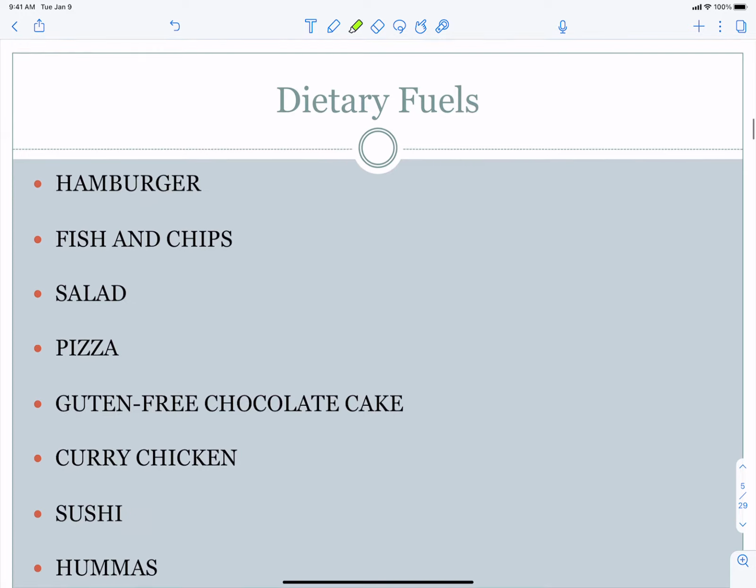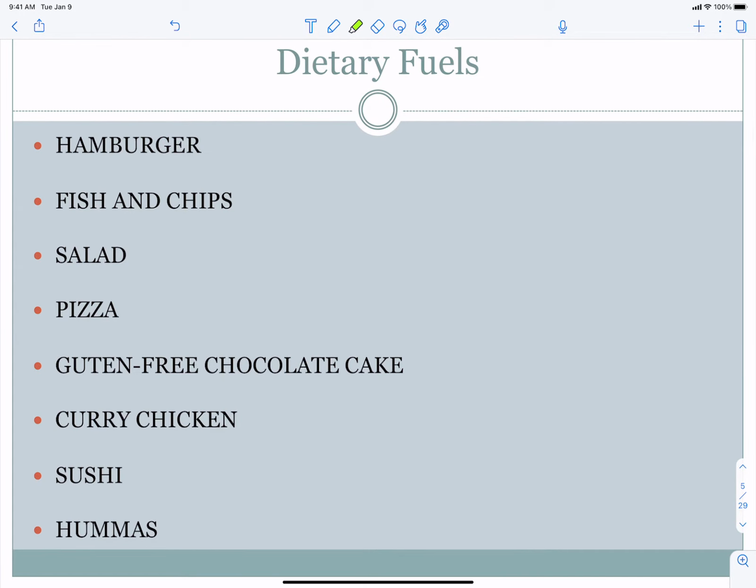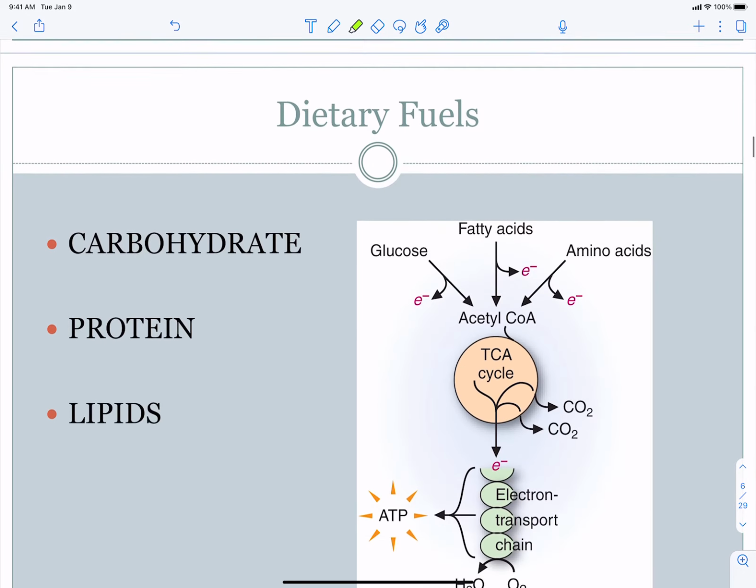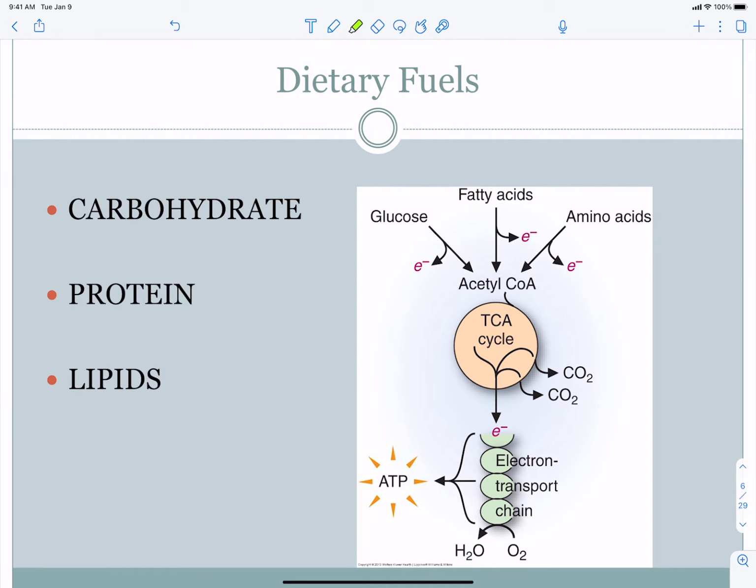So what do we eat? So this is what we eat. We eat hamburgers, salad, pizza, gluten-free chocolate cake. We can have curry chicken, hummus, sushi. Our bodies, what does our body see? Regardless of what we ate prior, our body only sees things as carbohydrates, proteins, and lipids. And that's pretty much it.